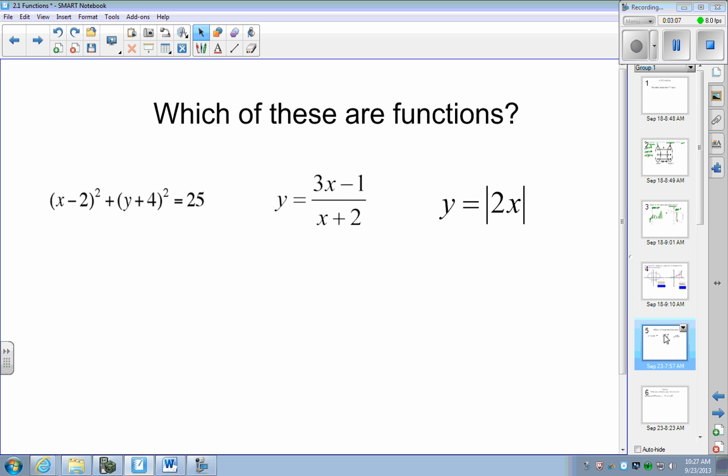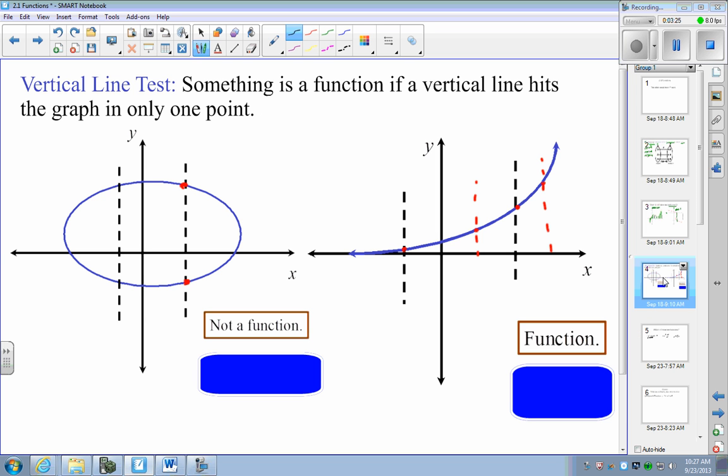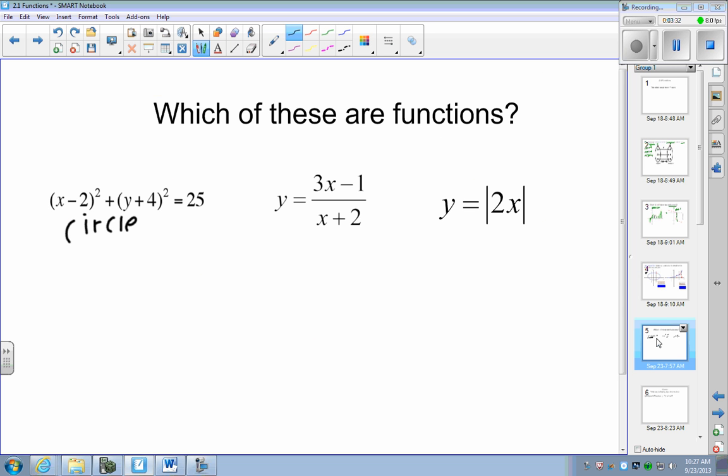But what if we look at expressions algebraically? How can we determine if those are functions or not? So for this first one, we should instantly think circle. And from that last slide, we saw that this did not pass the vertical line test. So here, when we go back to our algebraic expression, we can say this one is not a function.